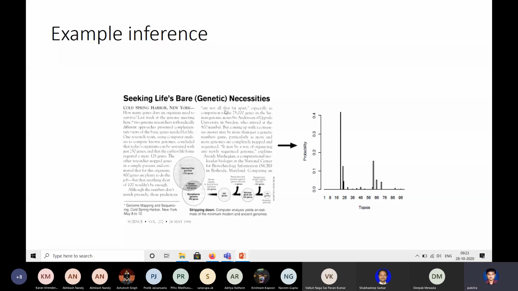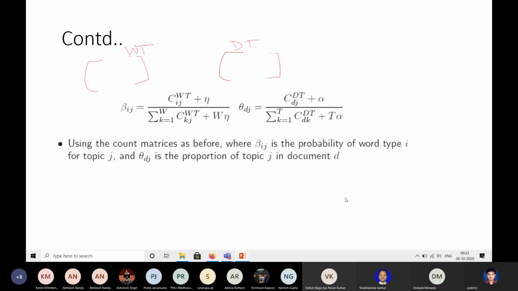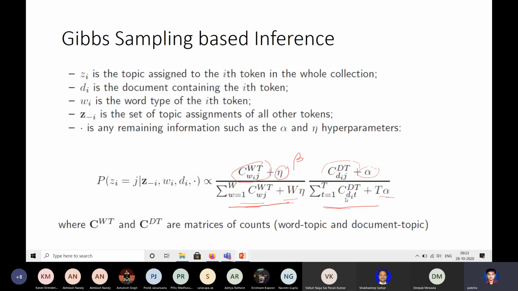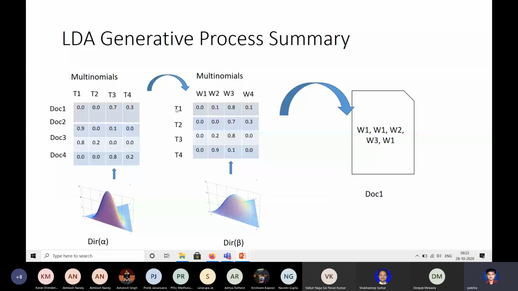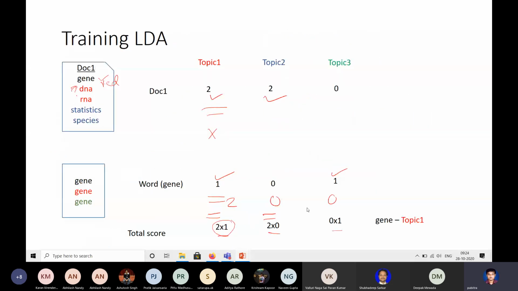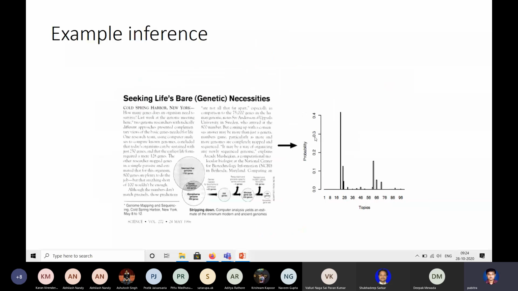If we look at a particular document, say doc1, this vector is what we will get. I can write it down as a histogram. The x-axis is the topic, the y-axis is the proportion of the topic in the document. I can visualize this histogram to analyze the content of this document based on the topics.